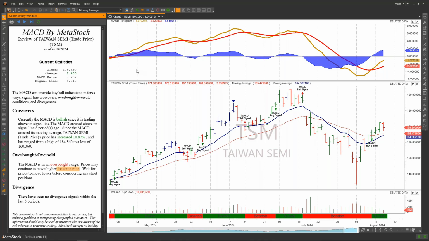Since we're looking for a confirmation, if you get into overbought or oversold territory, I never use that as a reason to get out of a trade personally, but I might use it as a reason to get more protective, use a tighter stop, something along those lines.